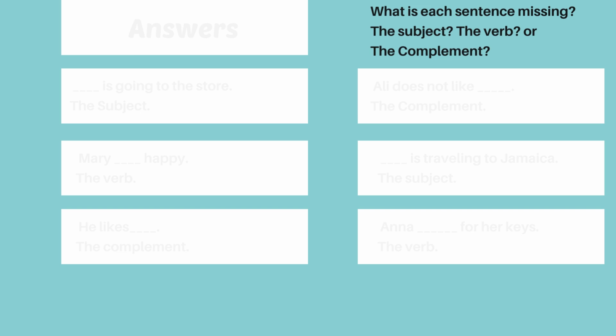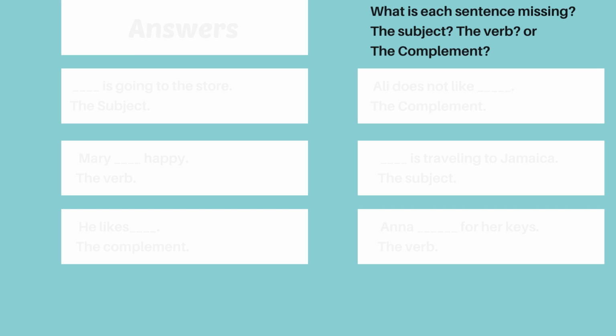Mary is happy. The verb is missing. Or Mary feels happy. The verb is missing. Blank is traveling to Jamaica. Anna is traveling to Jamaica. The subject is missing.